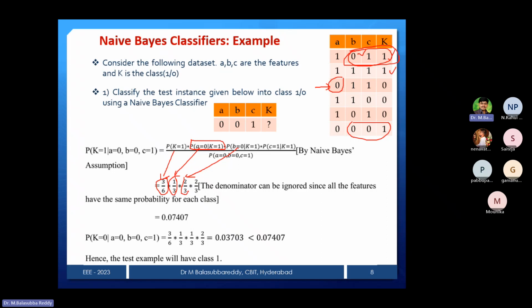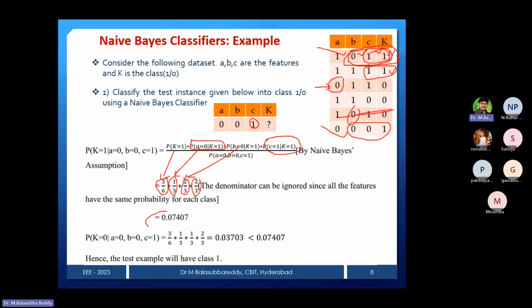Out of 3 instances for K is 1, we have B is 0 cases as 2 with K is 1. Of course, here B is 0 only, but K is not 1, that's why we don't take this one. This is valid, this is the first one, this is the second one. So 2 by 3 we got. Last, C is equal to 1 with K is 1. I'm checking. C is 1, K is 1, one instant. And there is another instant. That's it, so there are 2 instances. We call it 2 by 3.